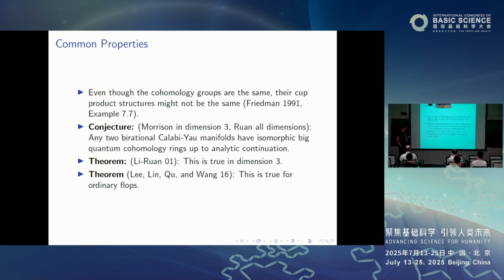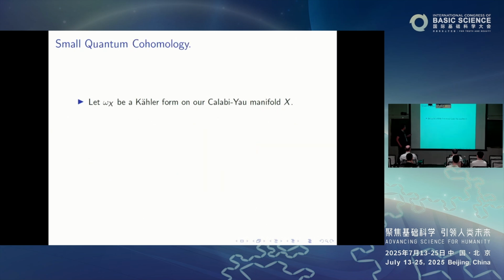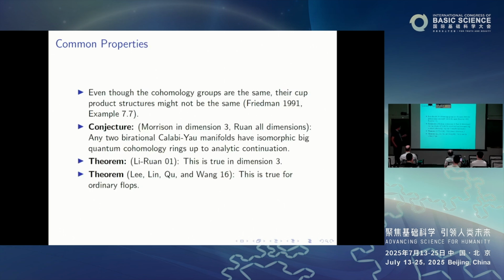Okay, great. So I should tell you what small quantum cohomology is. Actually, maybe I should go back to the conjecture for a second. In this conjecture, they say they have isomorphic big quantum cohomology rings, but the title of my talk is small. Small is just a part of big quantum cohomology where you set some variables equal to 0. And so I'll explain what small quantum cohomology is.